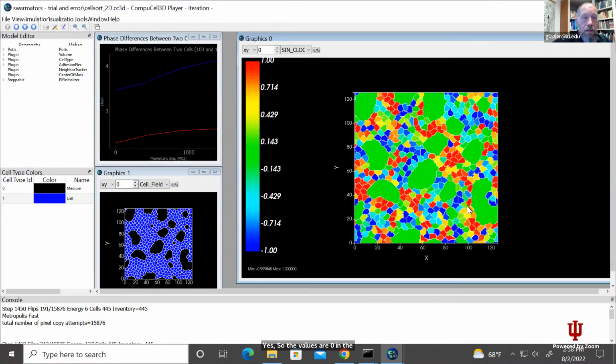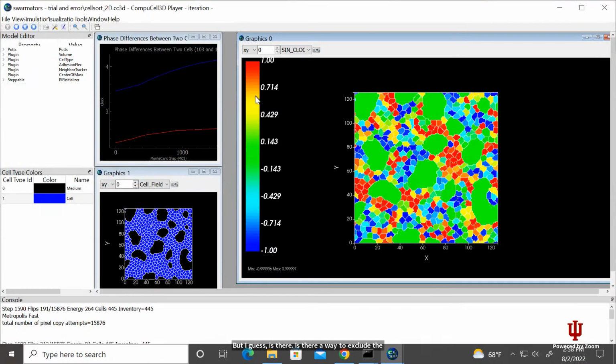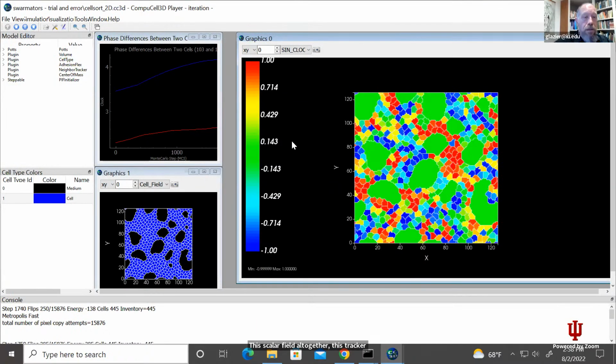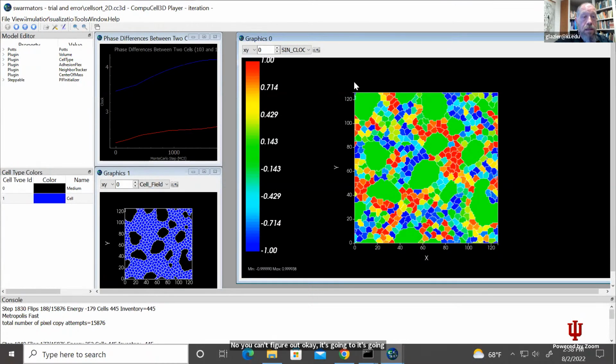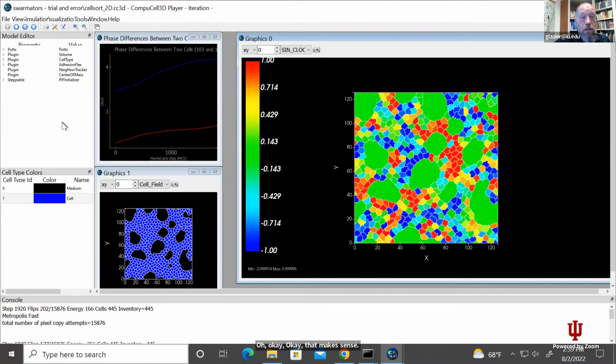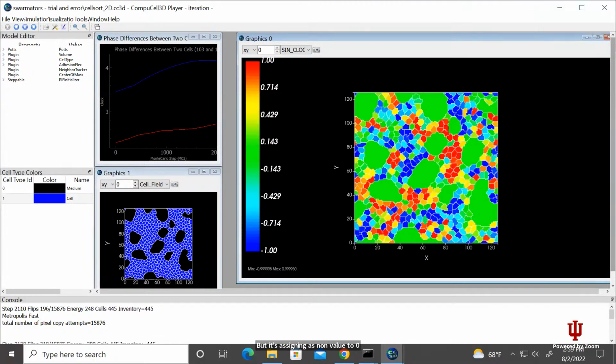Which is good, but is there a way to exclude the medium from this scalar field altogether, this tracker? No, you can't do that. It's going to give a 0 value, not a null value. Oh, okay, that makes sense. It's a good question. It's a reasonable thing because in fact there is no value in those pixels, but it's assigning a non-value to 0 rather than not a number.